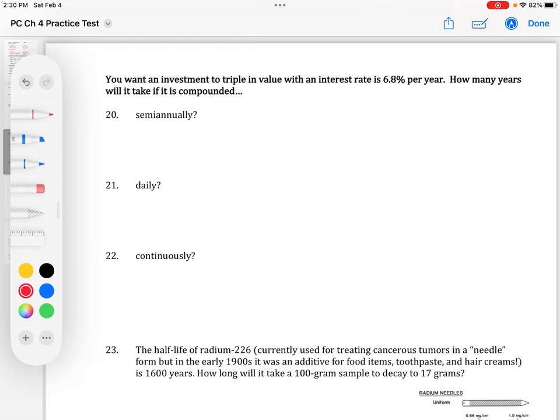So for the first two questions, we're going to use that the amount after time is the principal times the quantity 1 plus rate divided by n to the power of nt. That is if it says it's compounded daily, monthly, semi-annually, quarterly, etc. So for 20, if it's compounded semi-annually, we're going to use n equals 2.